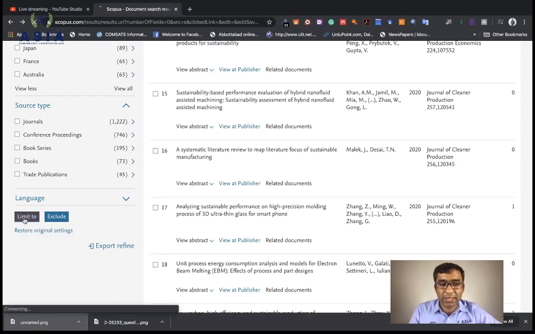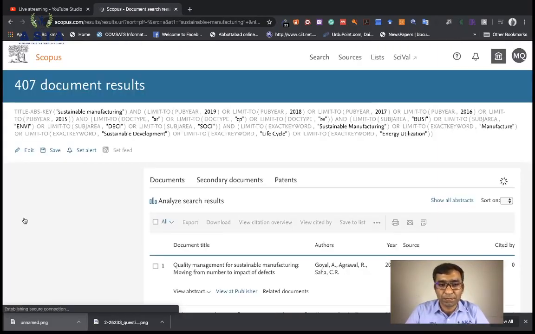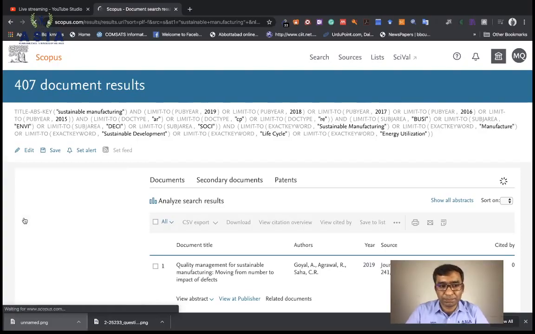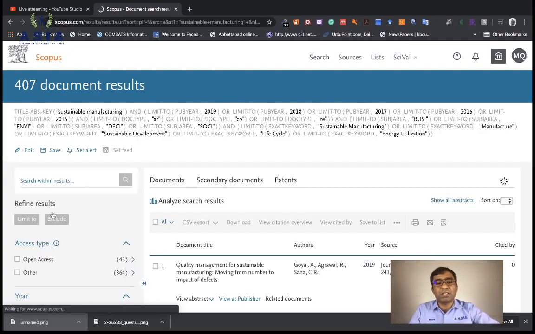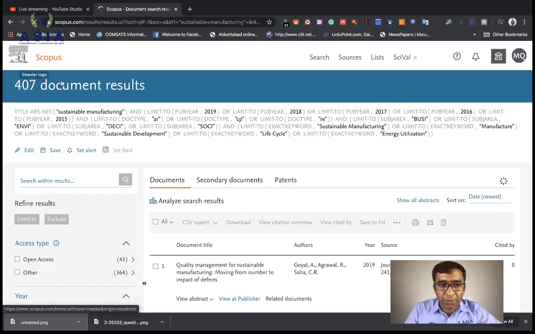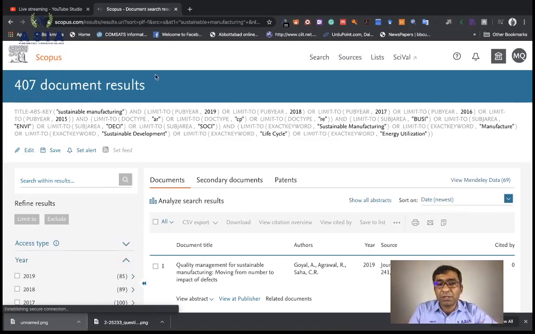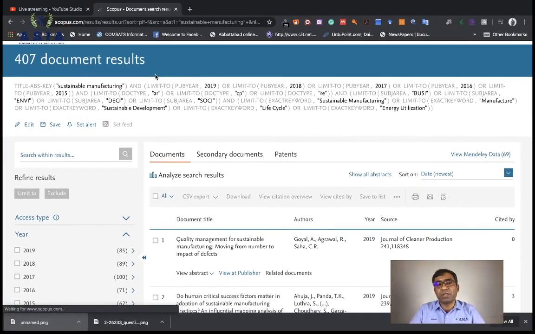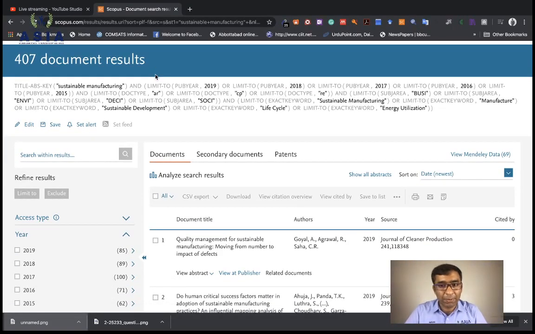So I just click here, limit to, and then I will see how many records are there for me based on my choice. Okay, now you can see there are only 407 documents available based on the criteria I defined and the assessment and inclusion and exclusion criteria. Remember, quality assessment has not been done yet. It is just the criteria I defined for inclusion and exclusion.